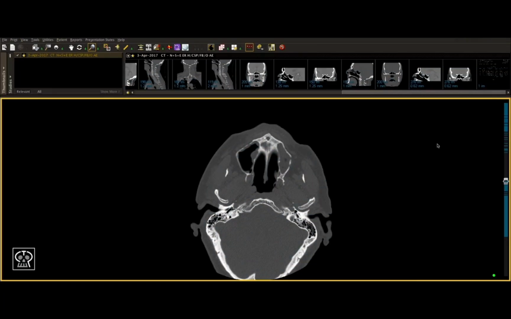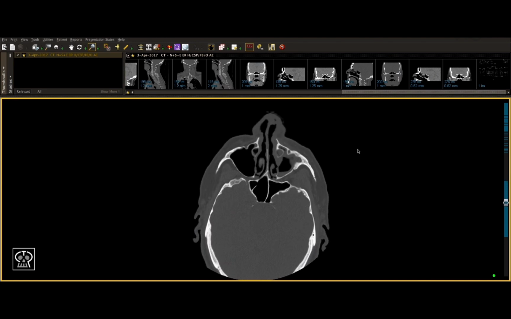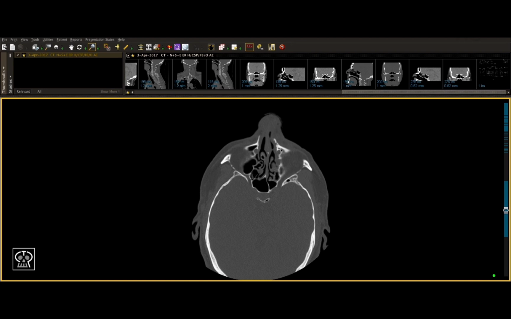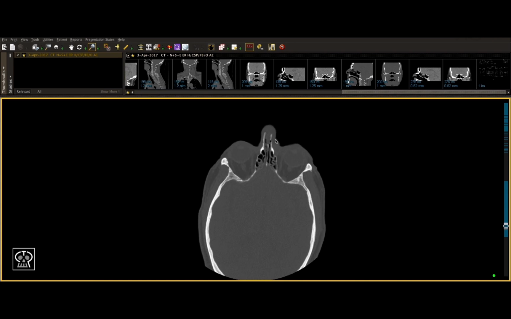Now let's look at some examples of nasal bone fractures. As we scroll up here, you begin to see a break immediately here, a step off here, and a displaced fracture here.